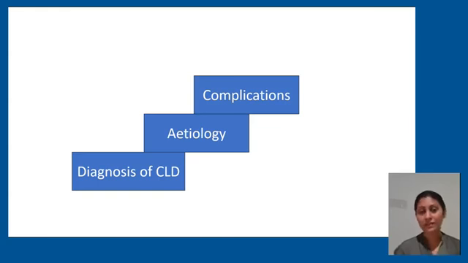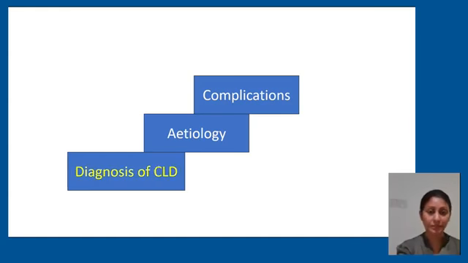Firstly, we need to find out whether there is chronic liver disease. If so, what's the etiology? Most of the time, we would try hard to find out the etiology. Then, what are the complications this child has developed as a result of chronic liver disease? Firstly, I would like to discuss the diagnosis of chronic liver disease.